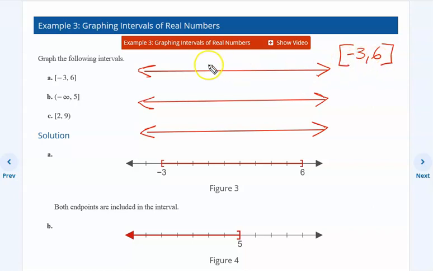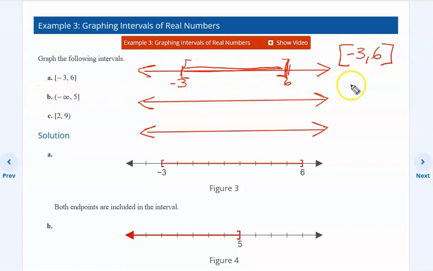So our numbers will be a negative 3 and a 6. And again, taking it from interval notation, we're going to have a bracket at negative 3 and a bracket at 6. And then we just fill it in. And there is the graph of this interval notation.